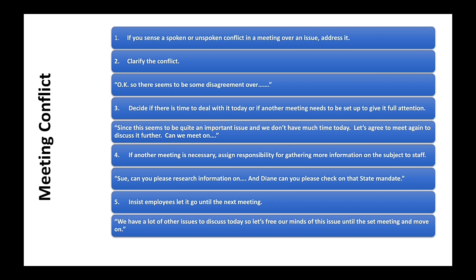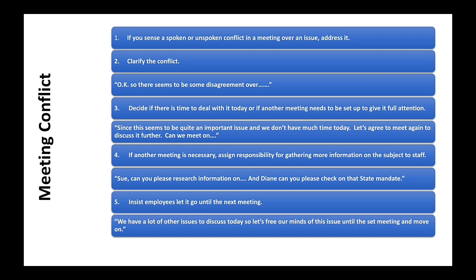Then decide if there is time to deal with it today, or if you need another meeting to provide your full attention. Maybe you are conducting the meeting for something else. If you are fully involved in conflict management in the same meeting, your primary objective may not be effective. So try to decide whether we can do it now or later, and then talk about it.